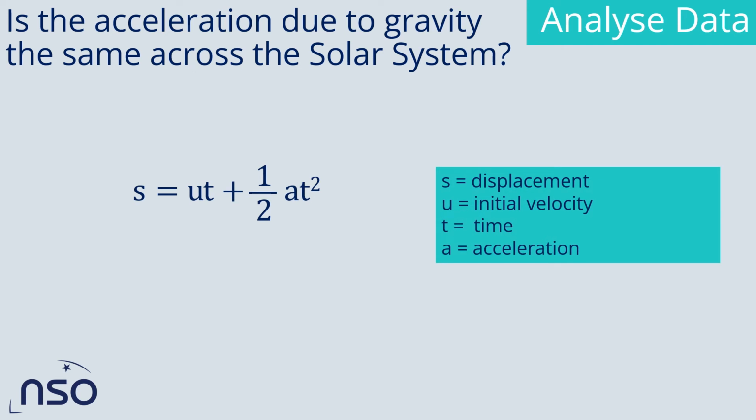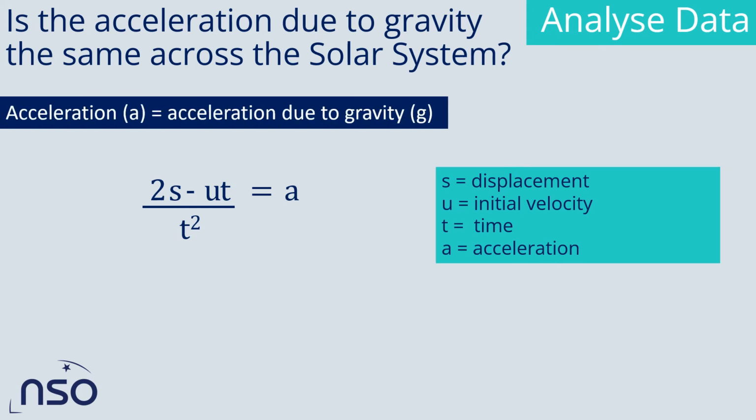This equation of motion tells us how to calculate displacement. Displacement is the change in position in the object, in this case the total distance the ball travelled. We are interested in finding out the acceleration, so we can rearrange this equation to make acceleration the subject. If we assume there is no air resistance and no other downward force, the acceleration A is equal to the acceleration due to gravity G. So for this experiment, we can replace A with G in the equation.